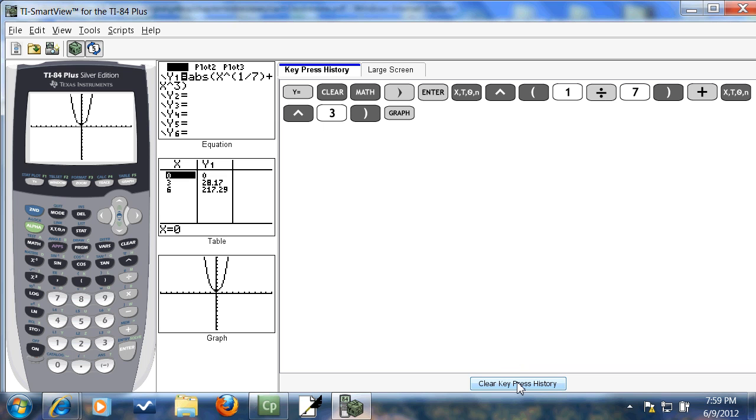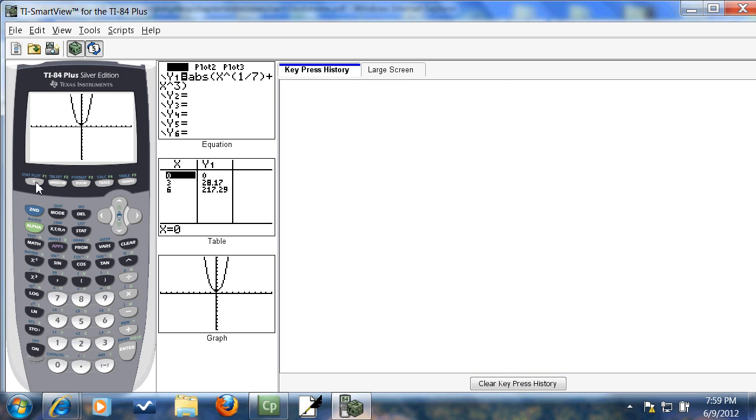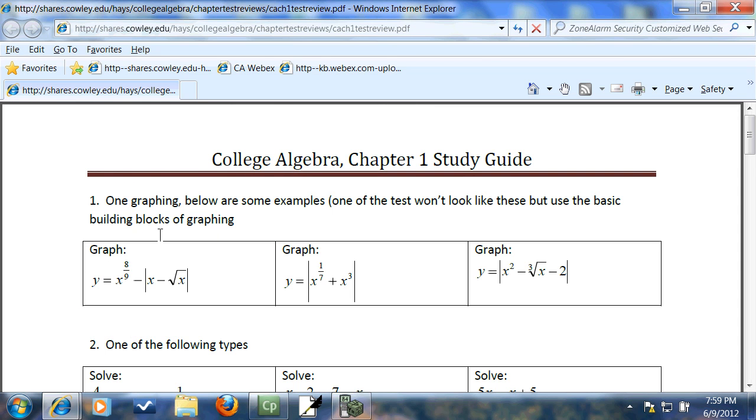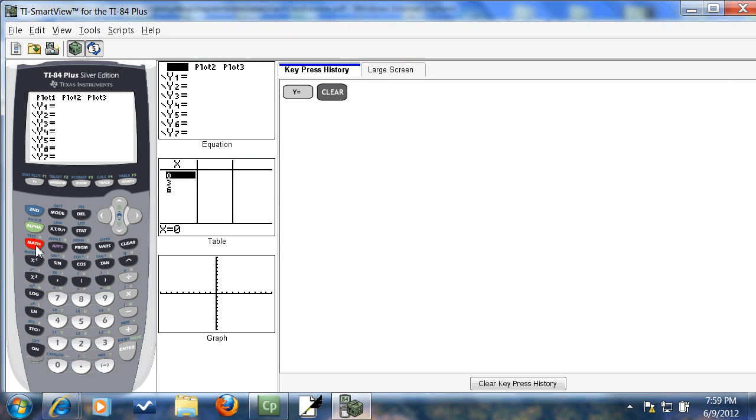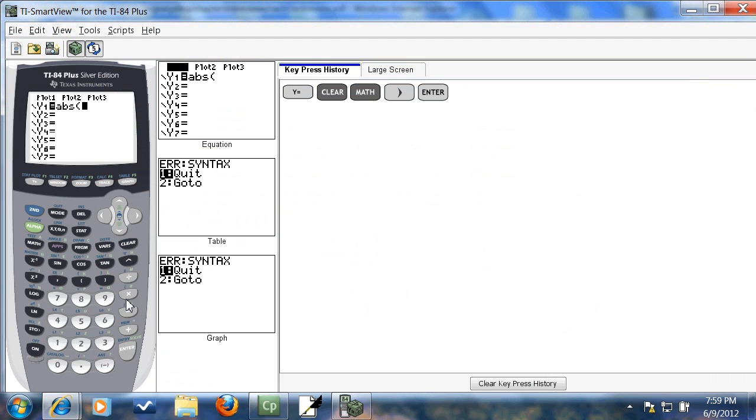Let's look at our third one now. So I'll clear that. Press y equals, press clear. And we got the absolute value. So go to math, right arrow to num, enter on ABS of x squared. So I do x squared, the x squared button, minus the cube root.